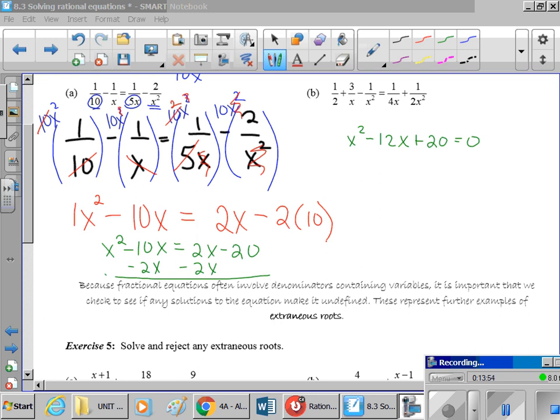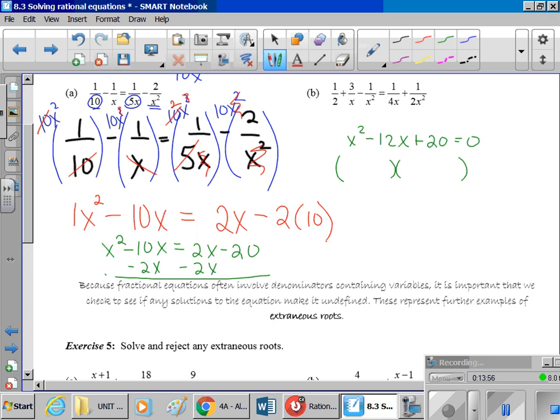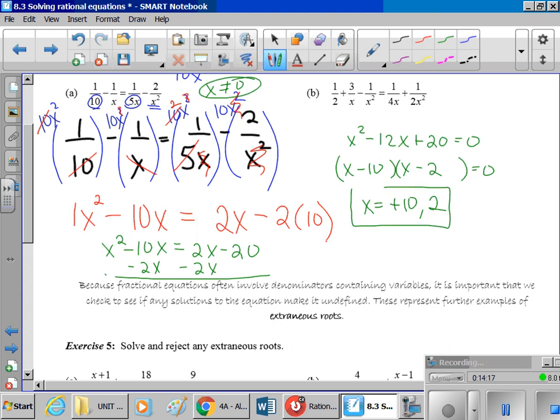So when I factor this, I get x minus 10, x minus 2 is equal to 0. So my answers are x equals positive 10 and x equals positive 2. And one more time, I'm just going to go back. I didn't talk about this. x cannot equal 0, right? Because I have 0 in my denominator, but it doesn't conflict with what my answers are, so I'm still good. So finish writing that down, and then I'm going to erase.